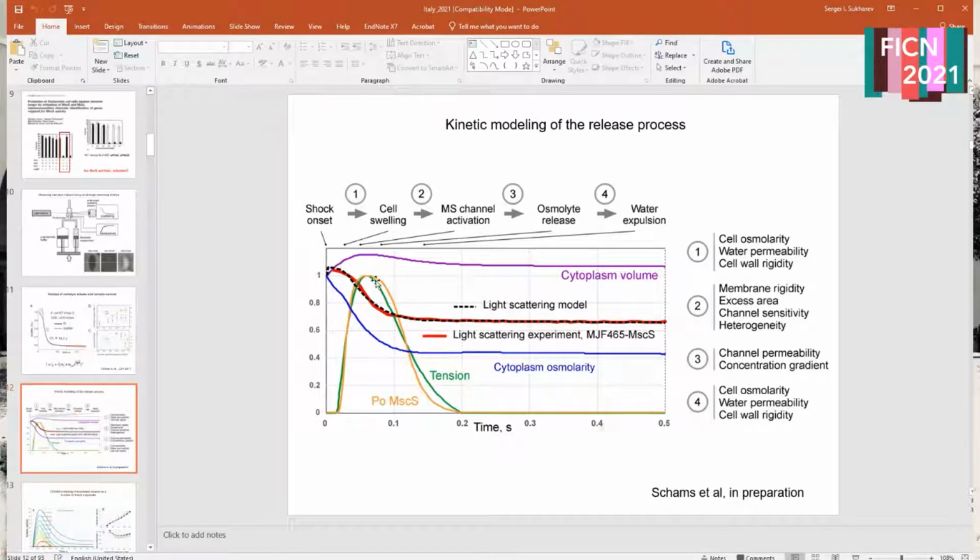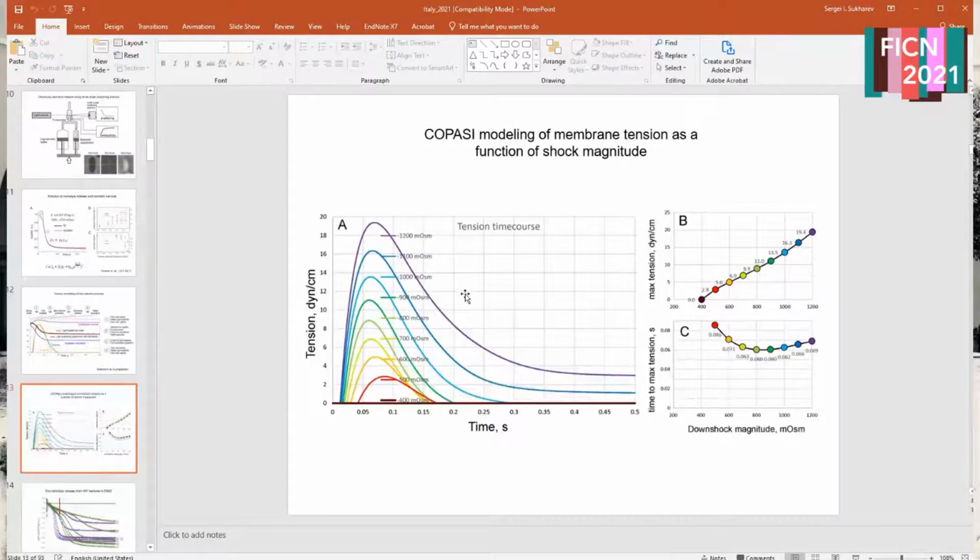The light scattering drops by approximately 30%, and this corresponds to approximately 5 to 10% of all dry osmolytes that are actually leaving the cell during this time. So the magnitude of the shock becomes lethal, and when tension is above 14 millinewton per meter, that's when we have a chance to lyse the cell, and that's when they actually start dying. But before that, this spike of tension is relatively benign.